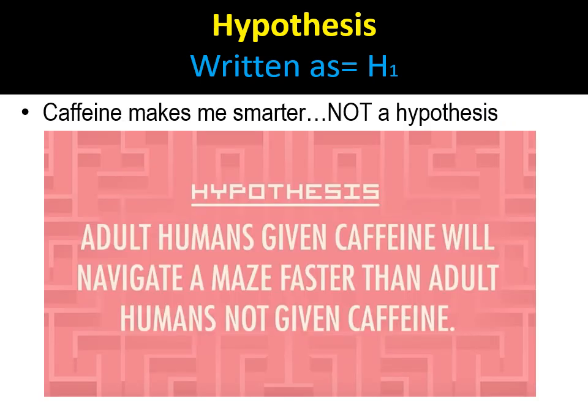So, caffeine makes me smarter. That is not a hypothesis. We would say adult humans given, and I would say X amount of caffeine, right? Adult humans given 50 milligrams of caffeine will navigate a cognitive maze faster than adult humans not given caffeine. So that would be a much better, much stronger hypothesis.